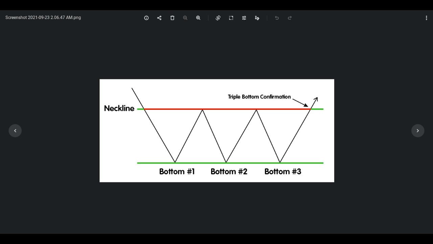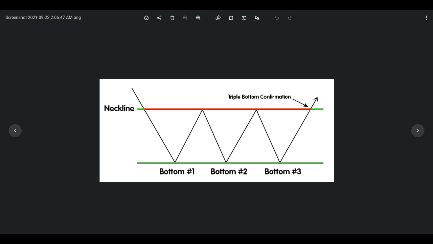Measuring technique: measure the distance between the high and the two lows and add it to the breakout level. Statistical notes: formations with more range between highs and lows perform better than shorter ranges. Formations with declining volume with heavy volume on the left bottom perform better.